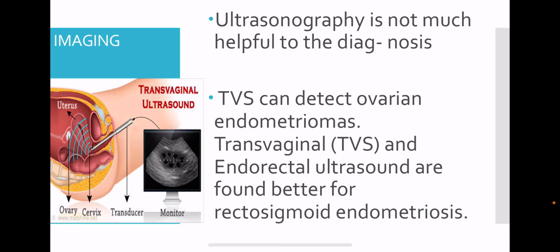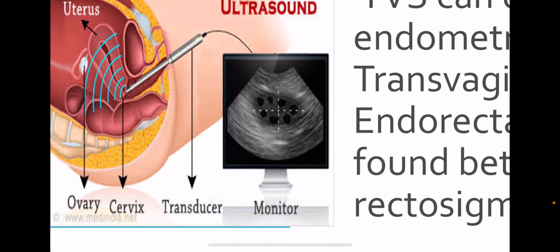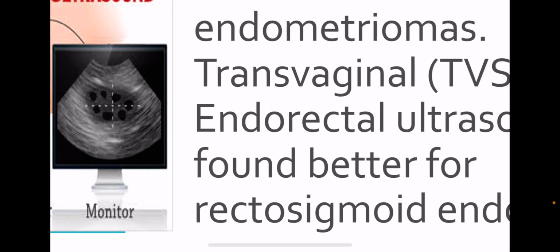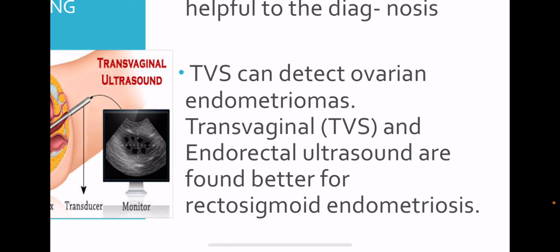The imaging techniques. Ultrasonography is not of much help for the diagnosis. Ultrasound does not give much help to diagnose endometriosis, whereas transvaginal ultrasonography can detect ovarian endometriosis. You can see the matchsticks appearance. TVS can detect ovarian endometriosis. Transvaginal sonography and endorectal ultrasound are found better for rectosigmoid endometriosis. So when you do the endorectal ultrasound, it is for rectosigmoid endometriosis.